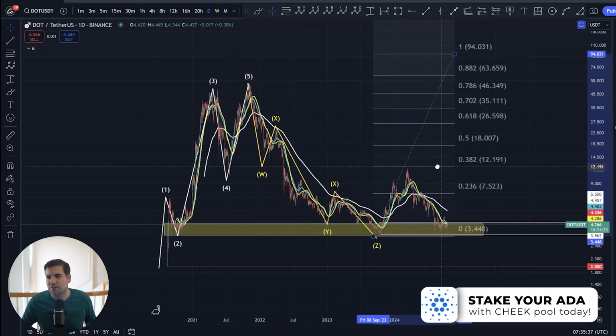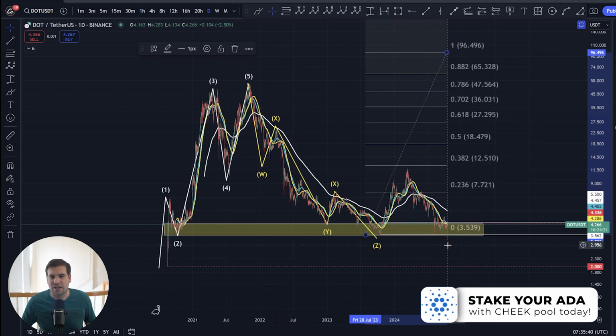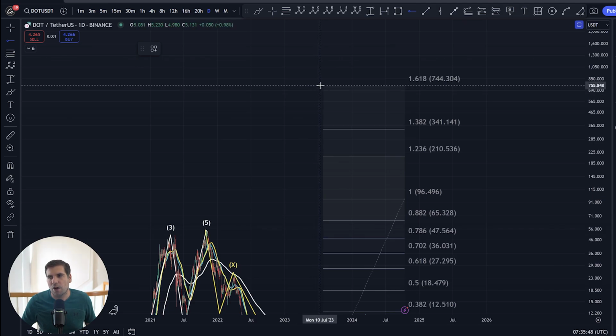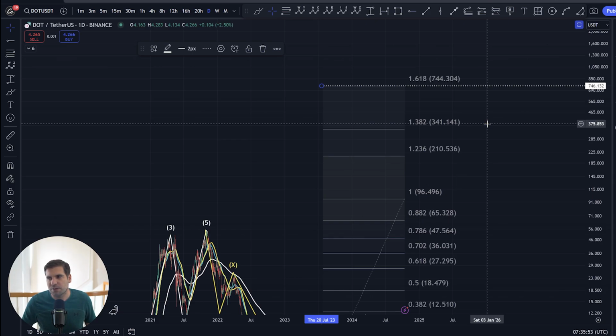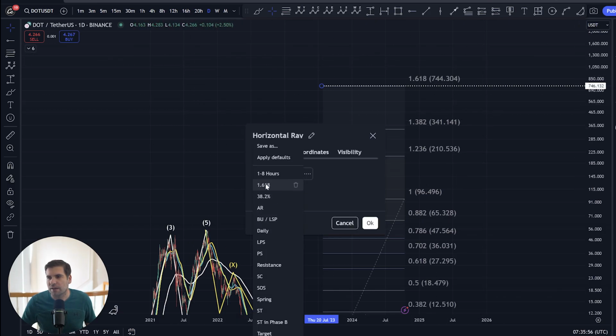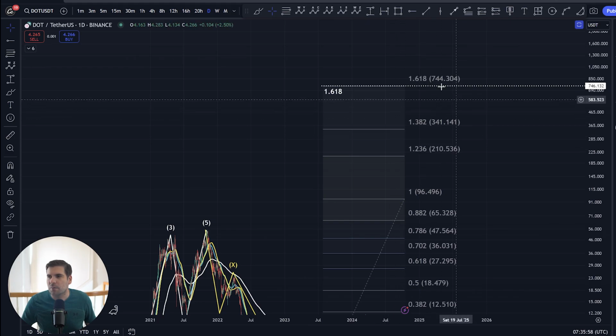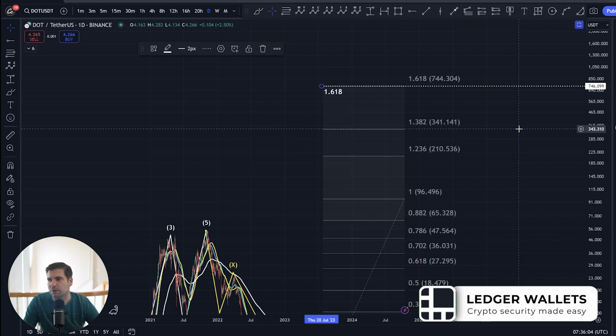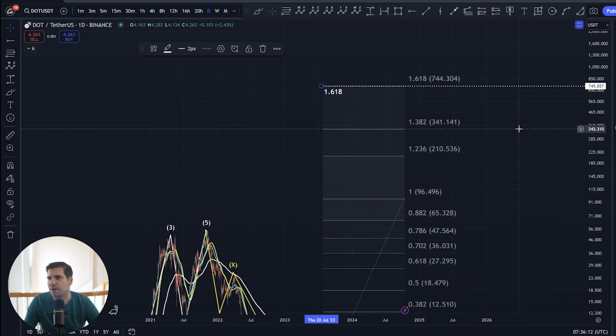Now I'm going to go ahead and use the existing swing low as a guide. Of course, if we come down lower, some of these targets are going to be easier to hit, okay? So the main takeaway that I think a lot of people are hopeful for is going to be the 1.618 target. That is $744 at the moment. I'm going to go ahead and just mark that up with a 1.618 label, okay? That 1.618 at $744 is a key level for Polkadot, because anything above 1.618 on Polkadot's price action, essentially $744.30, is going to be considered an impulsive breakout situation.